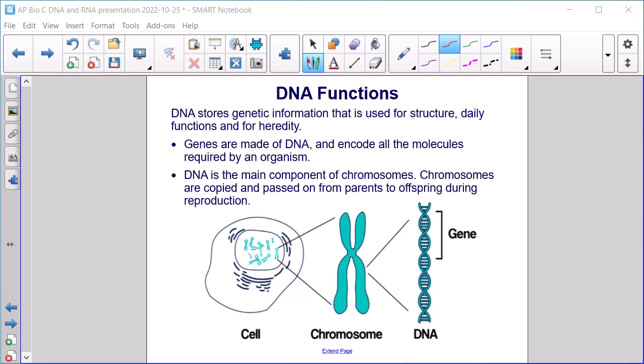DNA functions. DNA stores genetic information that is used for structure, daily functions, and for heredity. Genes are made of DNA and encode all the molecules required by an organism. DNA is the main component of chromosomes. Chromosomes are copied and passed on from parents to offspring during reproduction.